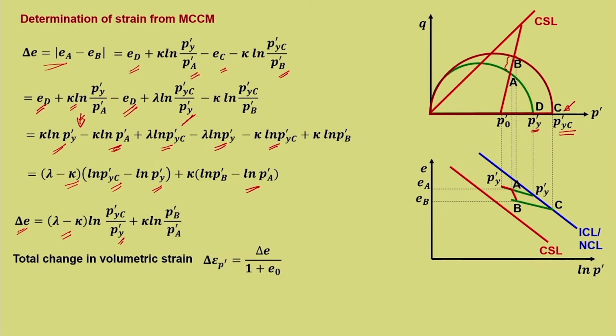So, delta E we have obtained. So, we can very well define the total change in volumetric strain as delta epsilon P dash, that is the total change in volumetric strain, that is delta.